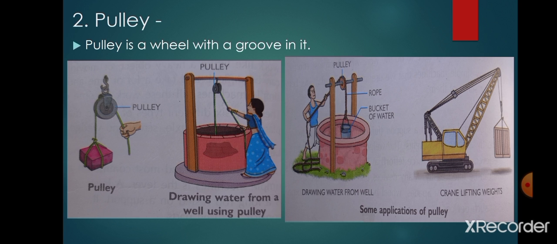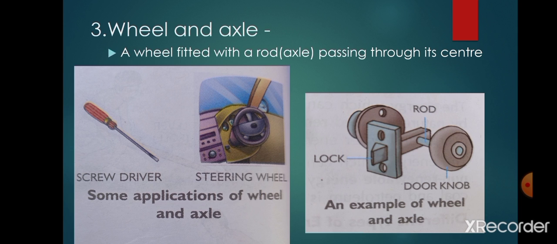When we hoist the flag, we pull down the rope on one side, and the other side, the flag goes up. So this is a function of a pulley. To lift loads, cranes are used. In tall buildings, pulleys are used to pull up lifts. These are the different functions and examples of pulley.